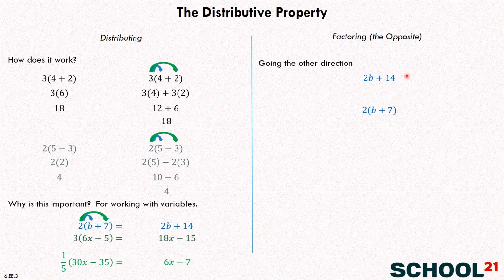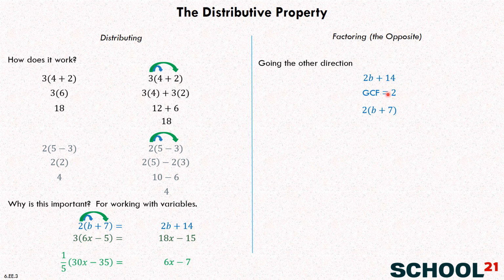What we'd want to do is look to find something that we can factor out of both of these terms. We want to look for the greatest common factor. So what's the greatest common factor of 2b and 14? 2, right? Because 2 divides into 2b and 2 divides into 14. Yeah.